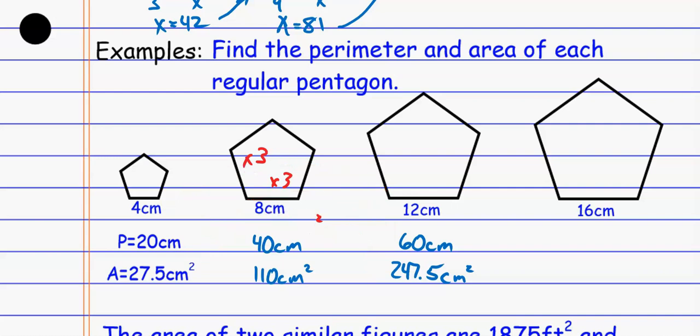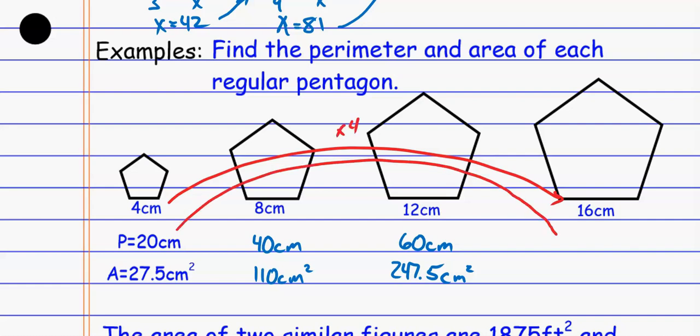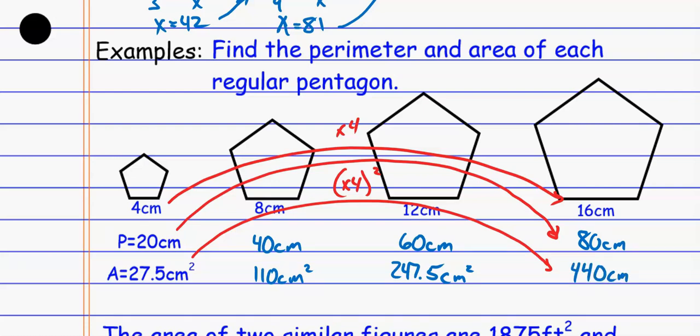If I look at the next one, same kind of thing. Let's look at the relationship between the small one and the big one. From here to here, the relationship is times 4. So for the perimeter, it's going to be that exact same relationship, just times 4, and that gives me 80 centimeters. But the relationship for area, well, instead of times 4, it's that same relationship but squared, so it's actually going to be times 16 this time. And so that gives me 440 square centimeters, okay? That's the relationship.